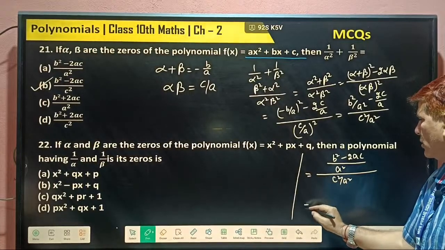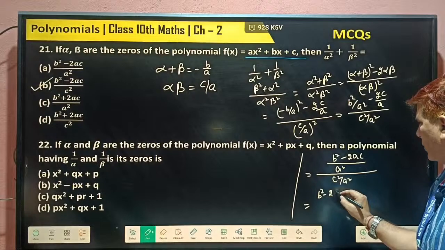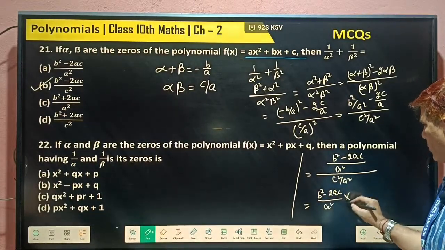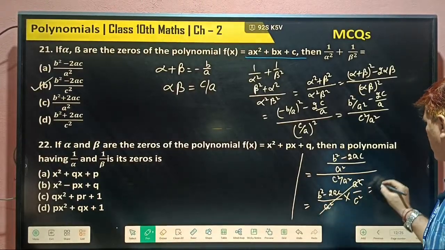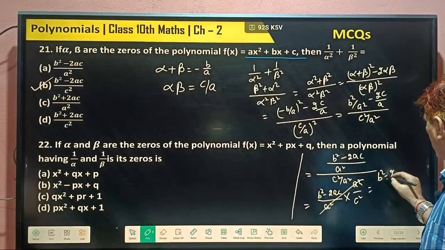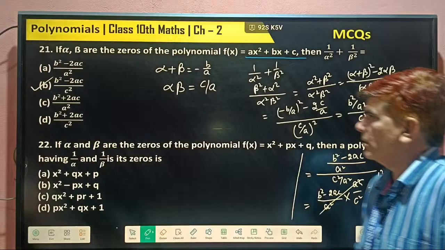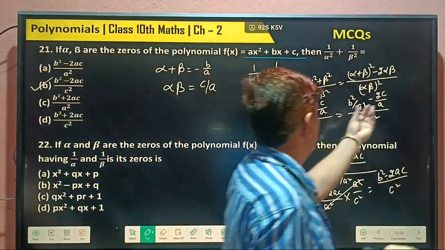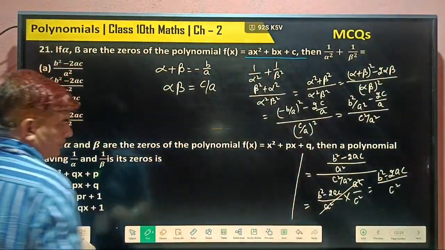This is equal to, and this how can we write? B square minus 2ac by a square into a square by c square. Cancel out. So what's it become? B square minus 2ac by c square. So that's a mistake. By chance I have taken this square also here in the downside. So B is your answer.